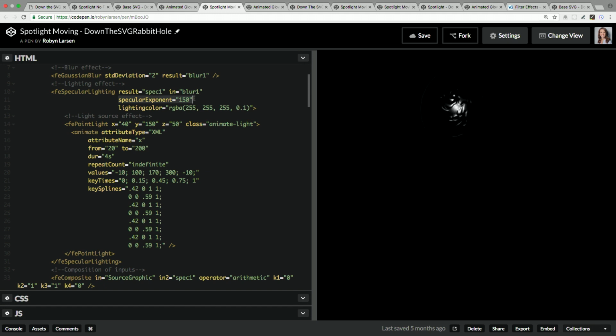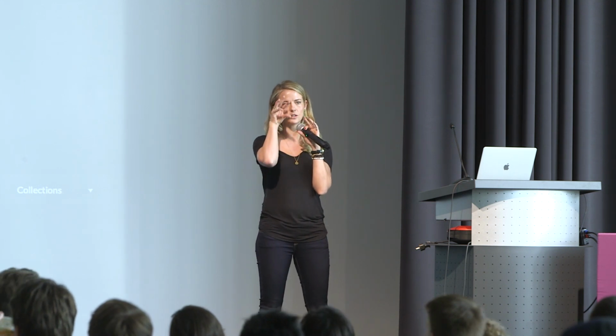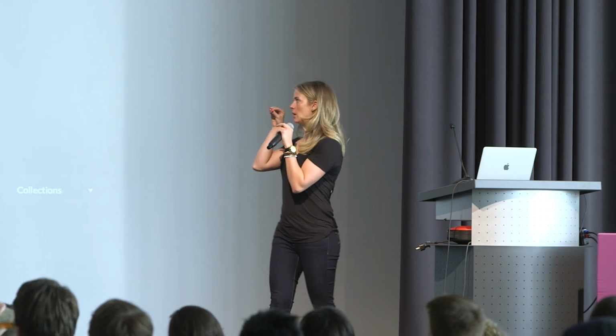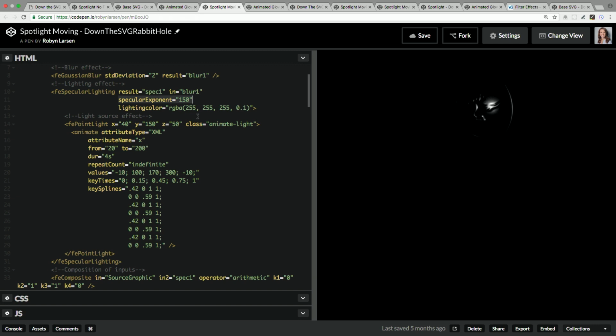From there, I'm adding a specular exponent. So remember in that first example that we had with the light, where we had a really high or really low value of the light. Within this particular SVG, the light source is actually really narrow. And I'm applying a lighting color of just off white.